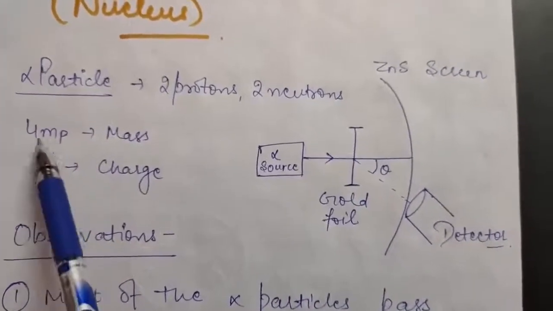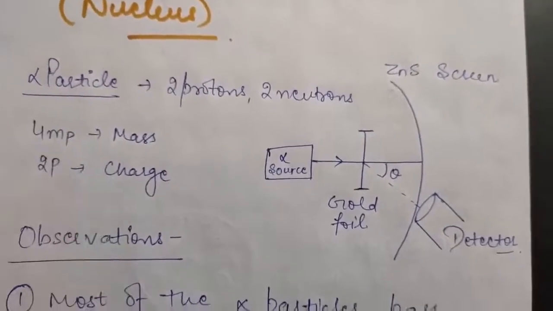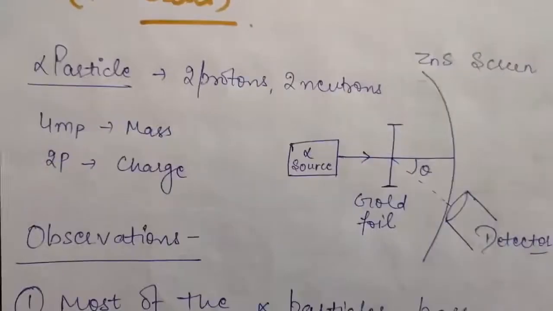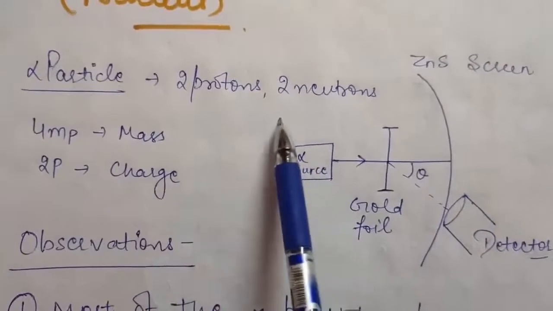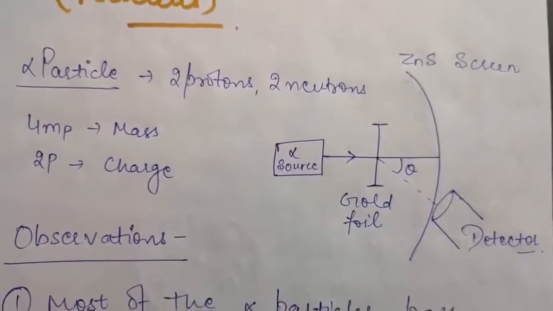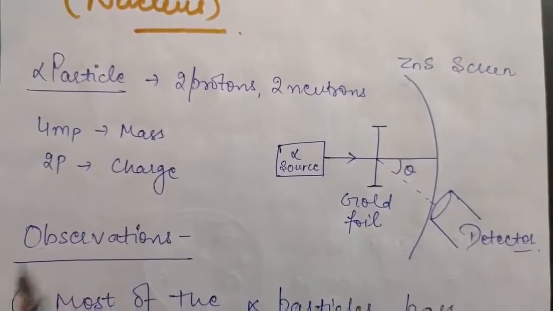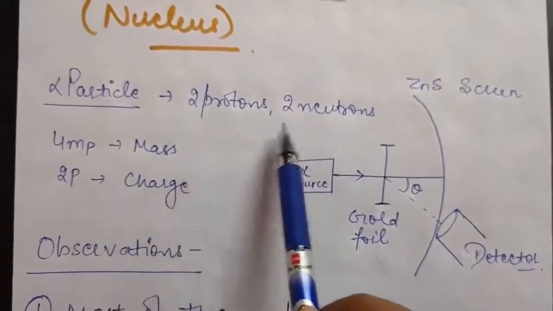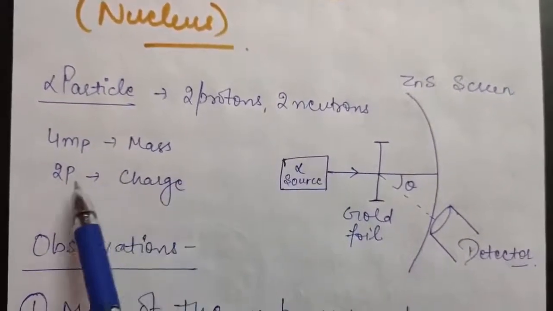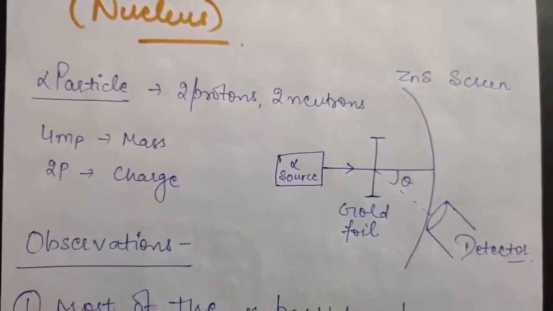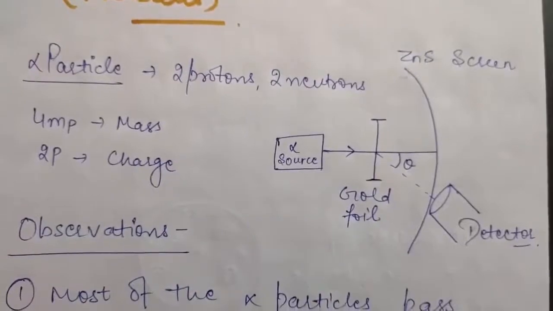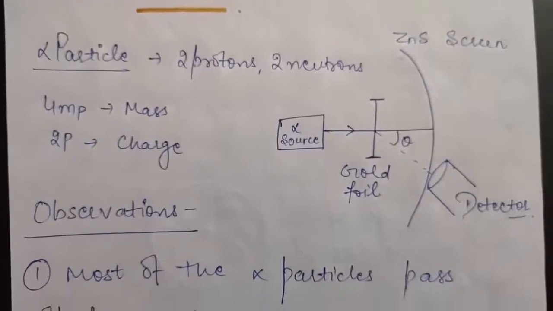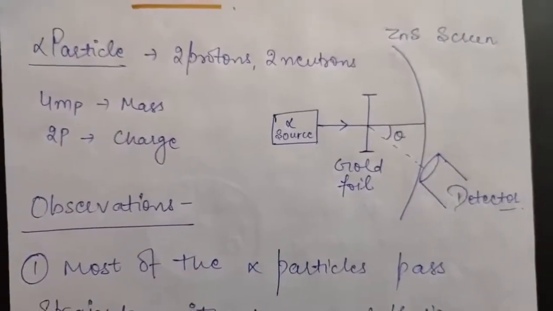First of all, let me tell you what you mean by an alpha particle. Basically, an alpha particle is nothing but a helium nucleus which consists of 2 protons and 2 neutrons. If we talk about the mass and charge of the alpha particle, the mass of the alpha particle is 4 times that of a proton, obviously because it has 2 protons and 2 neutrons, and its charge is 2 times that of a proton, and the alpha particle is a positively charged particle. Based on this experiment, there were some observations made by Rutherford, and after that the explanation of those observations was given.